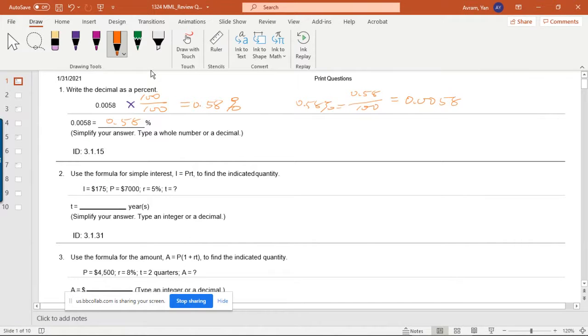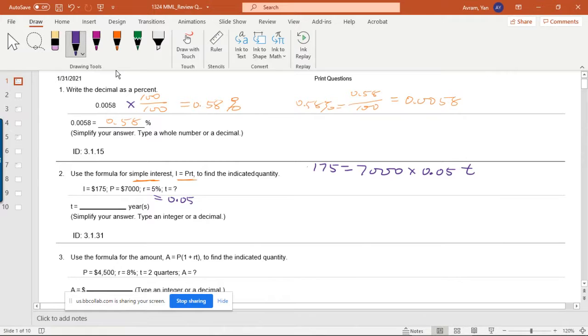Number 2, using the formula to calculate the simple interest. So this is the simple interest formula, okay? How do you find the T? Well, I here is 175, right? And P here is 7,000. R here, I will have to convert into a decimal point, so that's 0.05, that's 5 divided by 100. So I have R here is 0.05 and then times T.